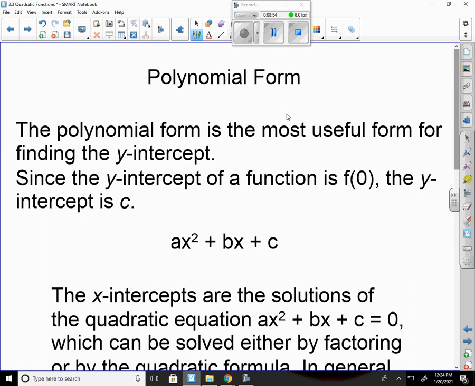In polynomial form, this is the most useful form for finding the y-intercept. Since the y-intercept is f of 0, the y-intercept is just c. Just think about it. If I plug a 0 in for x, everywhere I see an x, this would be a times 0 squared plus b times 0 plus c. 0 squared is 0, so a times 0 is 0. That's gone. I'm just left with c.